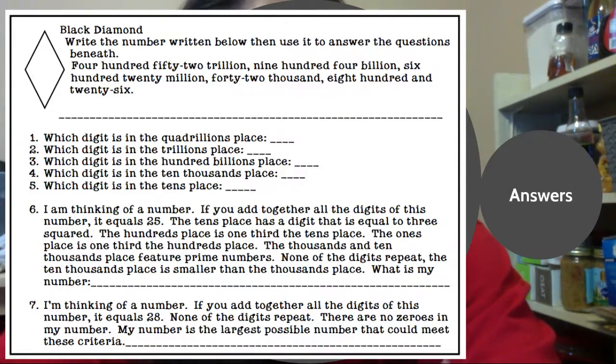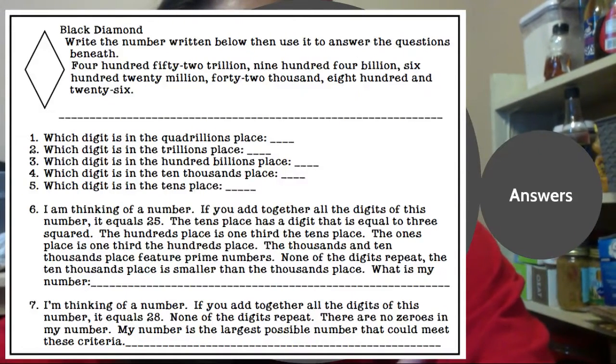So number 1 says what digit is in the quadrillions place. Number 2 says what digit is in the trillions place. Number 3 says what digit is in the 100 billions place. Number 4 says which digit is in the 10,000s place. Number 5 says which digit is in the tens place.